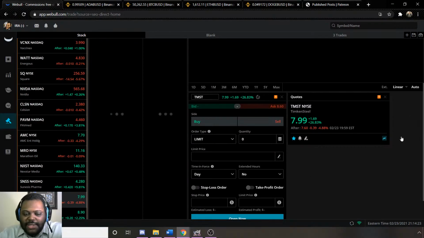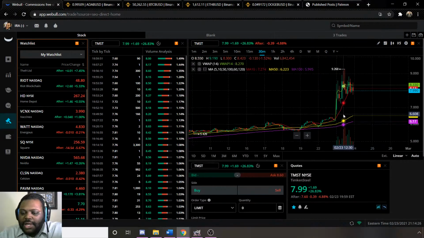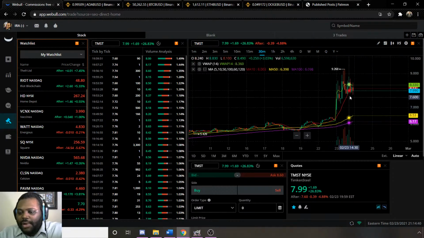Next, we have ticker sign TMST, which had a week high of $9.26. Ended at $7.99 for the day, and then after hours went down 39 cents down to $7.60. Overall, still bullish for the name though. Moving average 10 is above 5100. VWAP is above moving average 10, but it seems like this VWAP is kind of stagnant.